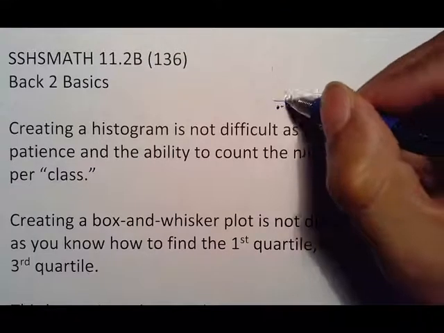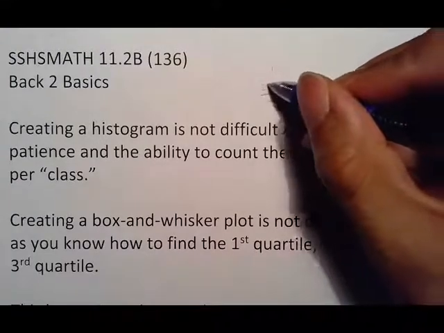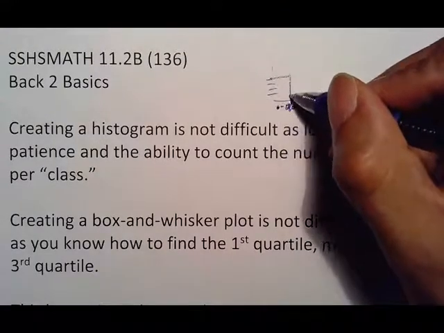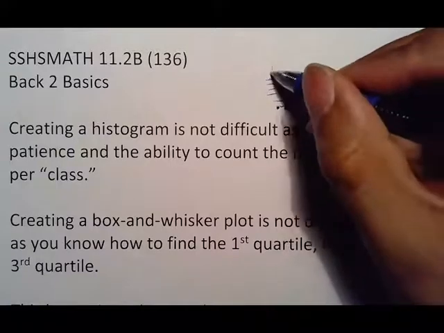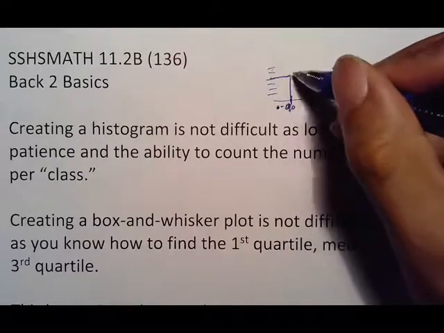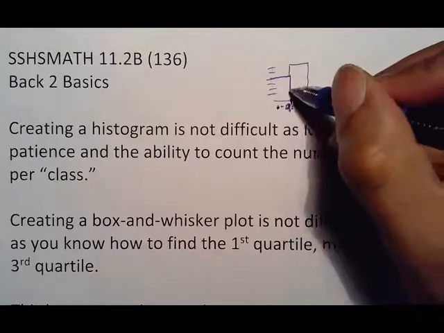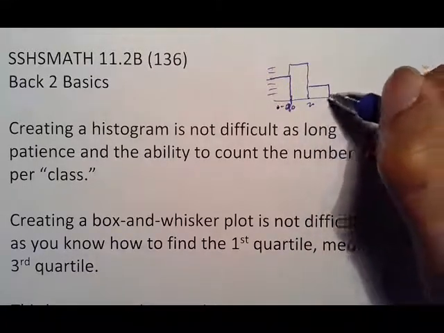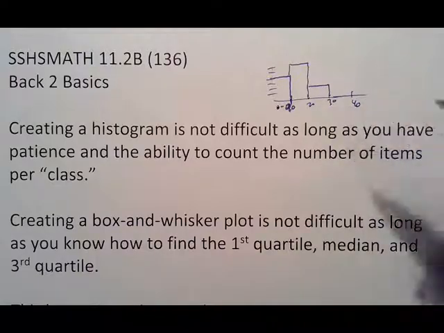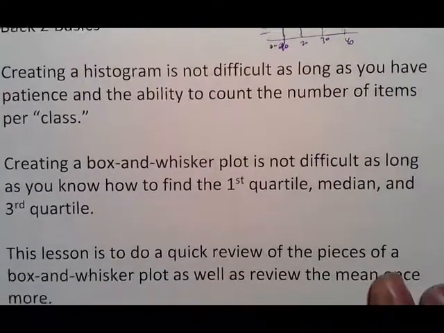And if there were 4 items 0 through 9, then you would make sure you put a box up to 10. If there were 6 items 10 through 20, then you would make sure that your rectangle went there. If there were 2 items 20 to 30, then you would just do that. So again, the histogram really isn't that bad to do. You just got to be able to count. So I'm pretty sure we had to do that in Algebra 1.